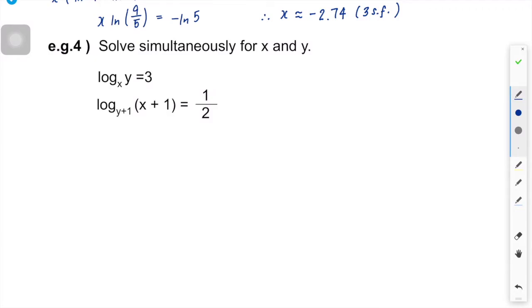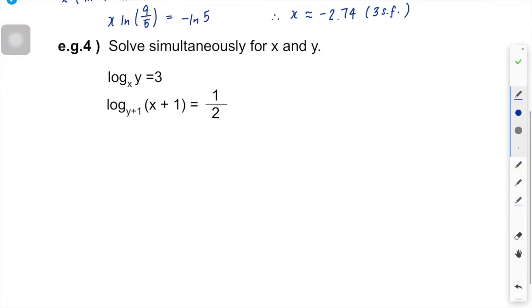Okay, take a look at example 4. We have a system of equations involving x and y. So let's solve this system of equations. Well, when I look at the first equation, I can rewrite it into exponential form, which probably will make it easier for me to substitute that into the second equation. And perhaps I can also write the second equation into exponential form. So let's see.